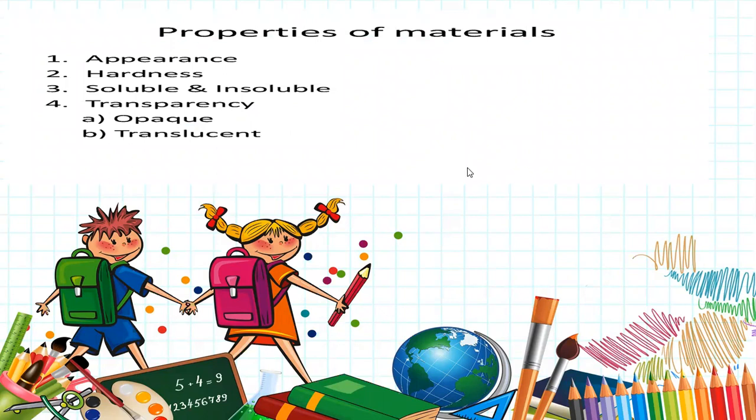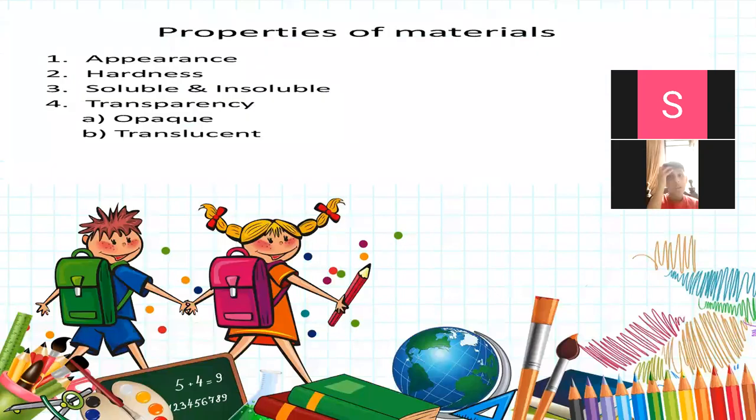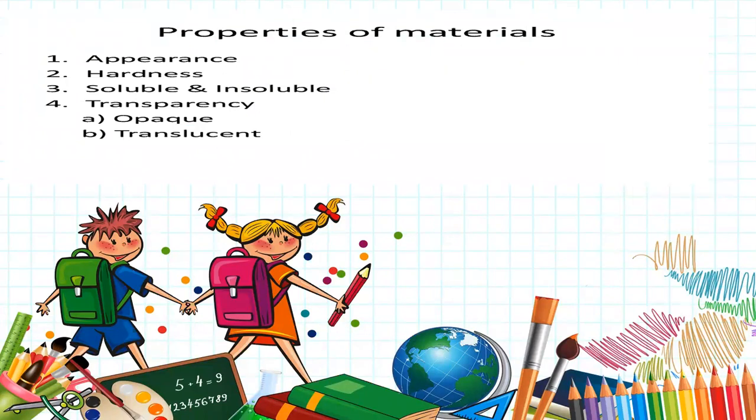If we talk about properties of materials, we know that one is appearance, second is hardness, third is soluble and insoluble, then transparency, opaque and translucent. So these four properties we will use, by which we will sort the materials into groups.